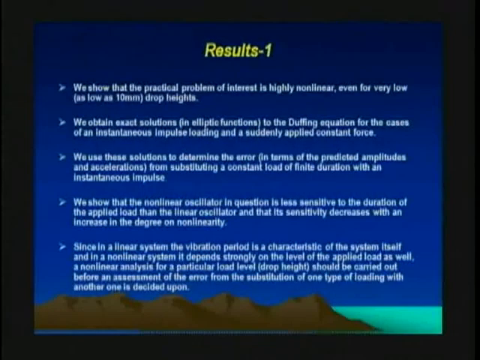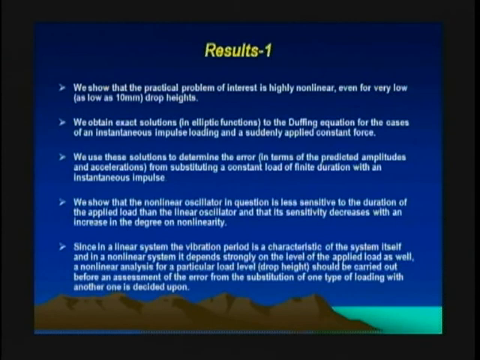Exactly because the nonlinearity results in a significant increase in the natural frequencies, it stiffens the system and makes it more resistant, or less sensitive, to the change in the duration of loading. In a linear system, the vibration period is a characteristic of the system itself. In a nonlinear system, it depends strongly on the level of the applied load as well.